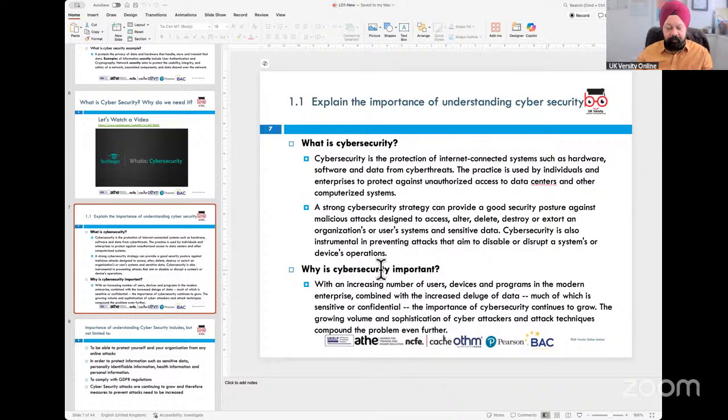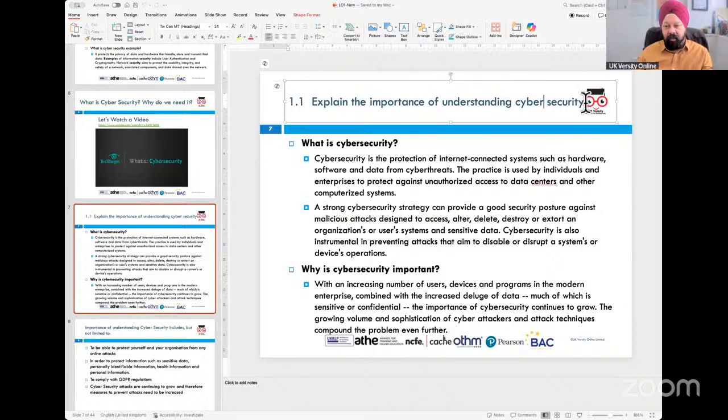Right. Now, the first assessment criteria in the learning outcome talks about explaining the importance of cybersecurity. When you look at explaining the importance of cybersecurity, you need to know why cybersecurity has become important in the context of the modern world, specifically because we have lots of devices currently being used.